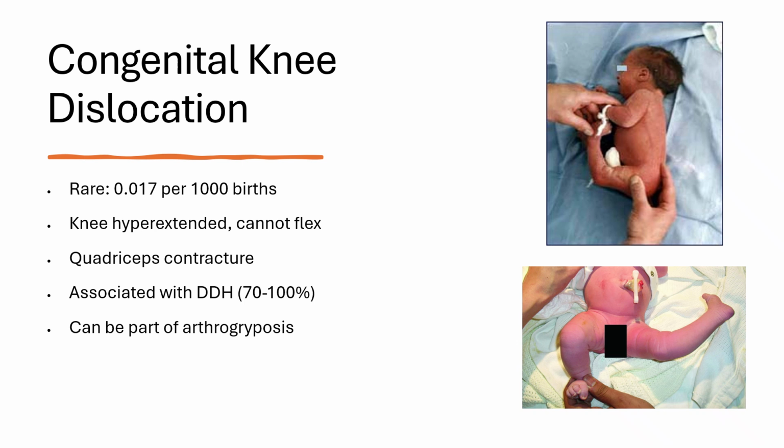The underlying problem involves quadriceps contracture, where the thigh muscles have become shortened and fibrotic, preventing normal knee flexion. This contracture develops during fetal life, creating the characteristic presentation of a hyperextended knee that feels rigid to manipulation. The clinical importance lies in the associated conditions.